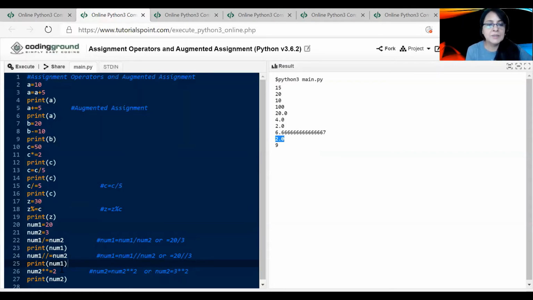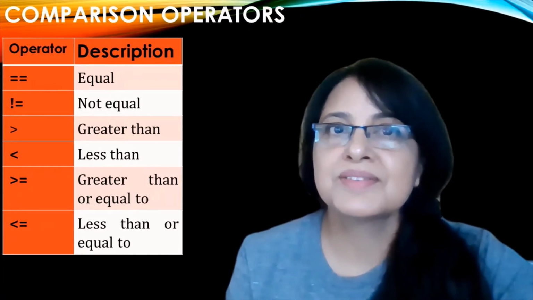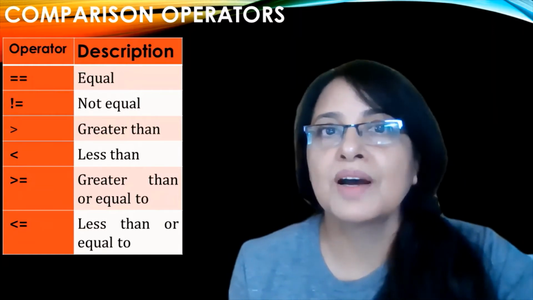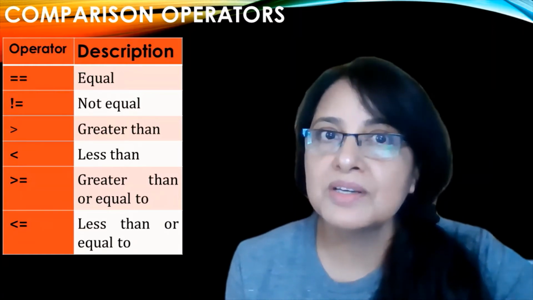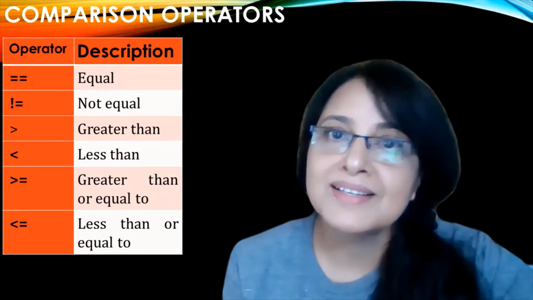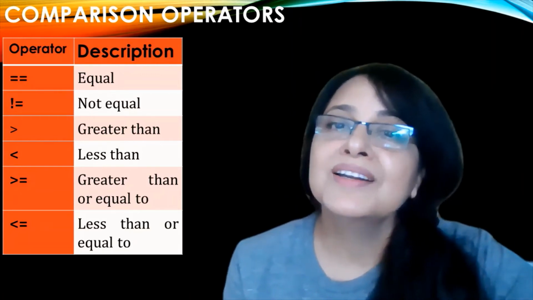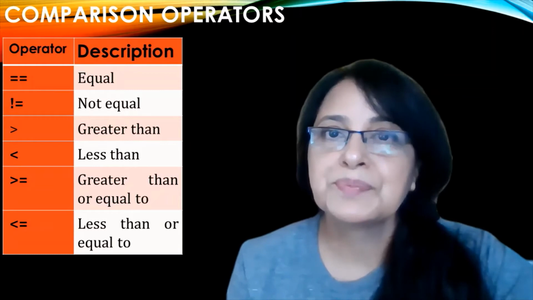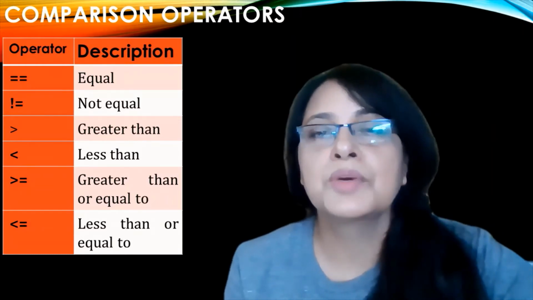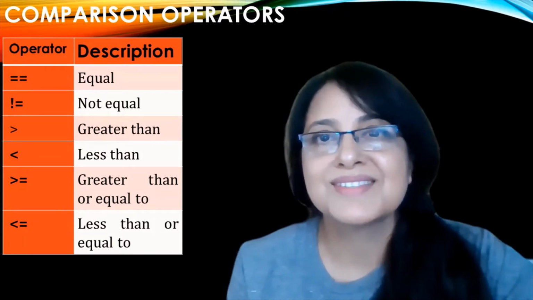The next operators are comparison operators where we check whether the two values are equal, not equal, if one is greater than the other, or is one less than the other, greater than equal to another, or less than equal to another. Now, in this case, the output is always going to be a Boolean, either true or false.